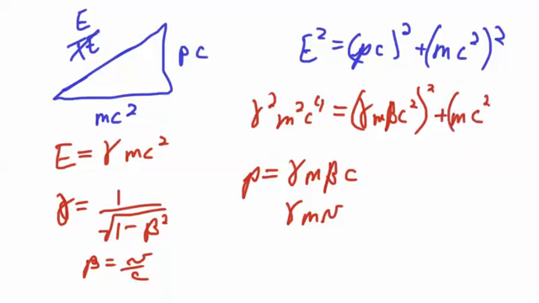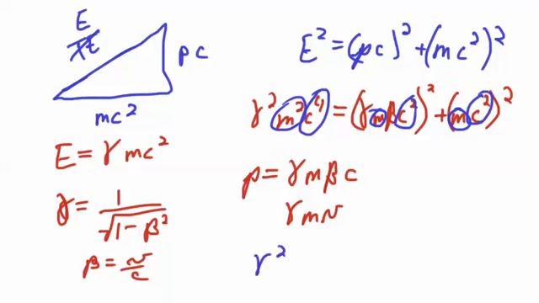plus mc squared squared. Now if at this point we take out the m squared terms, which is right there, and right there, and the c to the 4th terms, which is right there, and right there, what are we left with? We're left with gamma squared equals gamma beta plus 1. Sorry, this is gamma squared beta squared. Gamma squared beta squared plus 1.